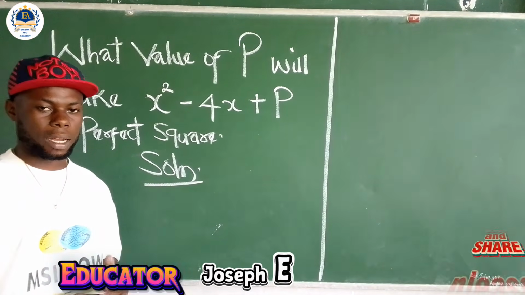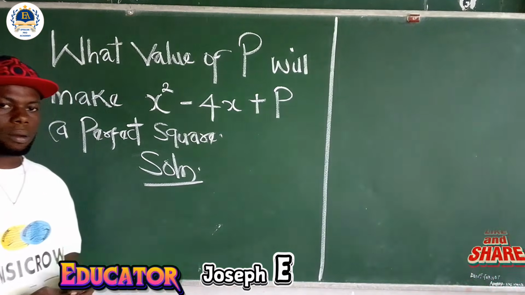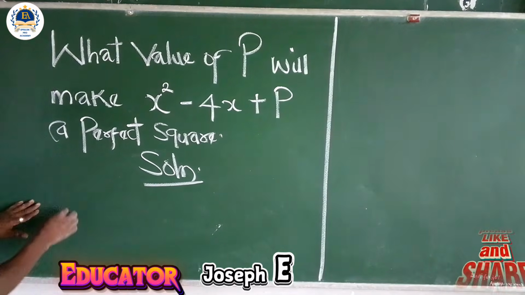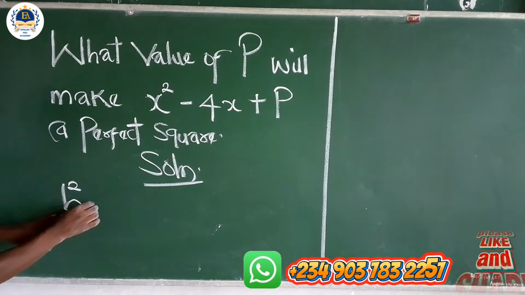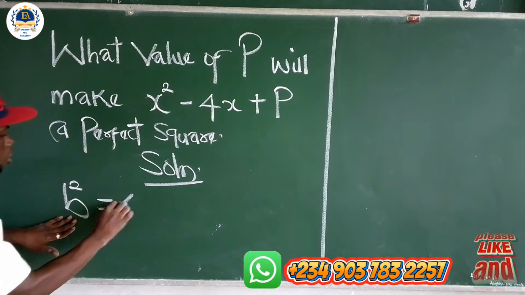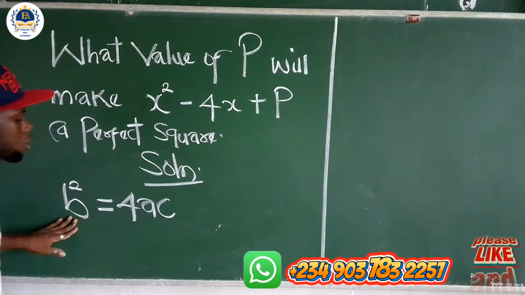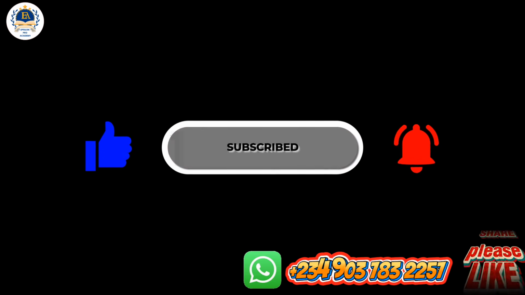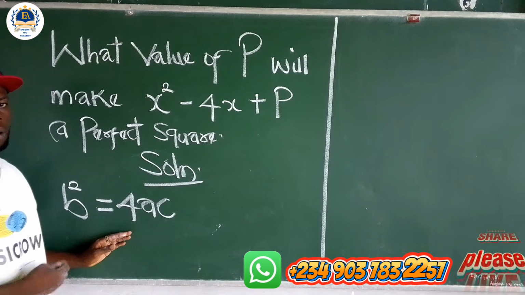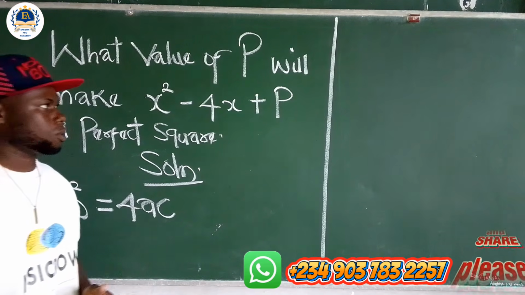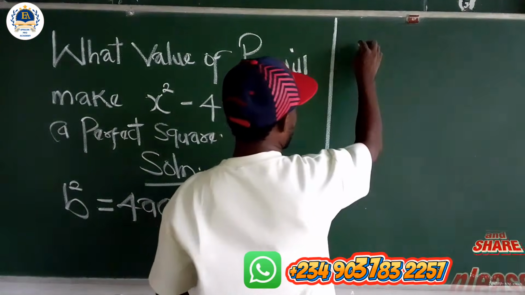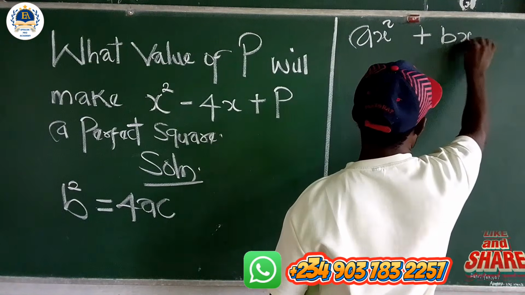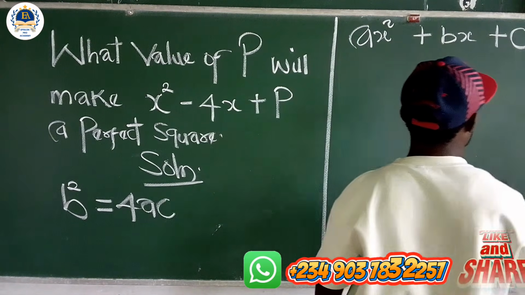Now, for a perfect square to be attained, b squared minus 4ac must be equal to 0. Or we can say b squared must equal 4ac. Where this mathematical equation is obtained from the quadratic expression. And the quadratic expression is ax squared plus bx plus c.